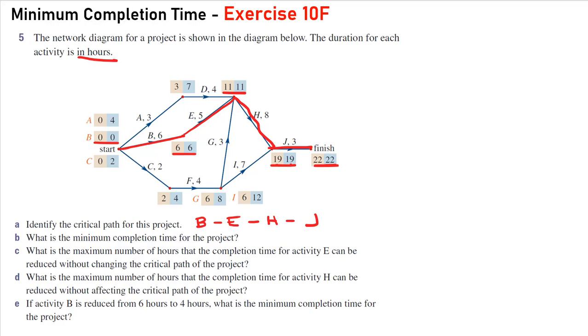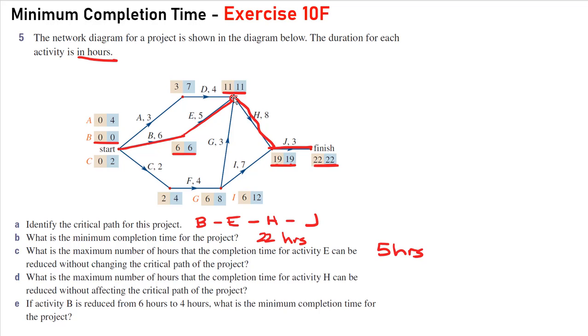Part B, what is the minimum completion time for the project? Well, that's 22 hours. Part C, what is the maximum number of hours that the completion time for activity E can be reduced without changing the critical path of the project? So E, it's going to take 5 hours to complete activity E. And what we're looking for is other paths. How far can we reduce this so this is still the longest path to get to this point? So along this path, it takes activity B and E 11 hours to get to this point.